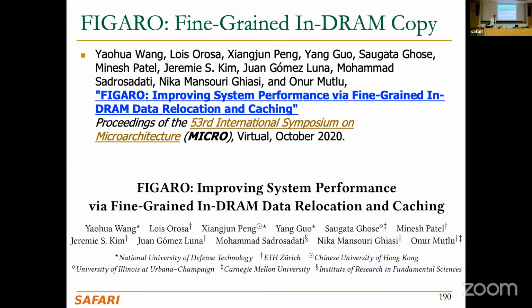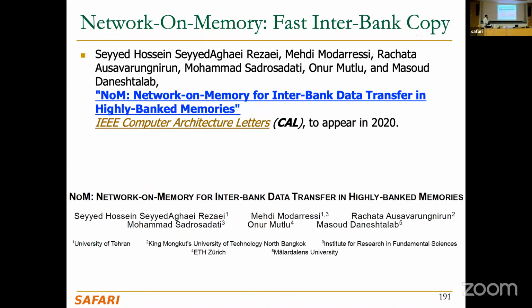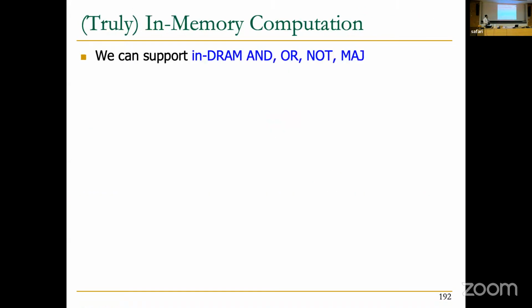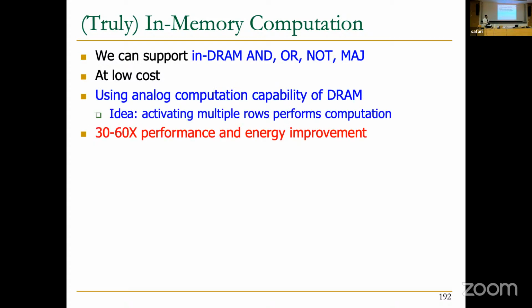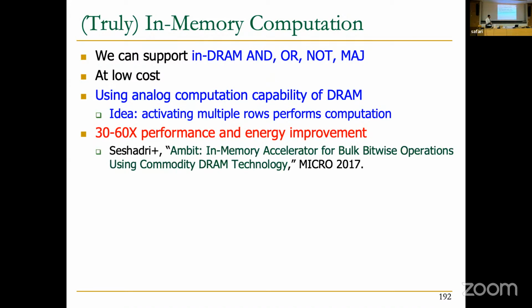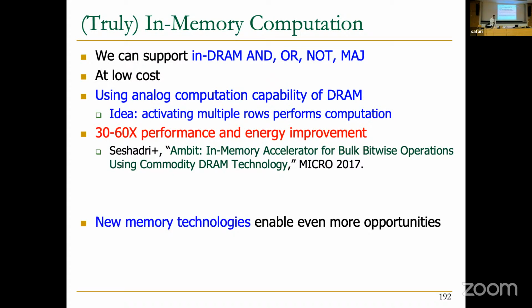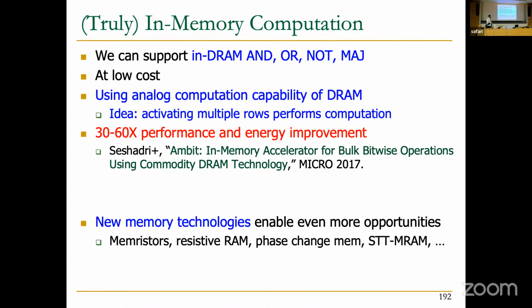There was also FIGARO, which enables moving data at different granularities inside the DRAM array, so it's not necessarily at the granularity of a row, and NoM is for interconnects. Other things that we can do using processing using memory is supporting Boolean operations like AND, OR, NOT, and MAJ. We want to do that at low cost by using the analog principles of the DRAM array itself to perform the computation. We have proposed an architecture called Ambit that does so. I'm going to explain it next. By doing what Ambit proposed, we can get 30 to 60x performance and energy improvement in a regular architecture. And other memory technologies can also do that using, for example, RowHammer or non-volatile memory.